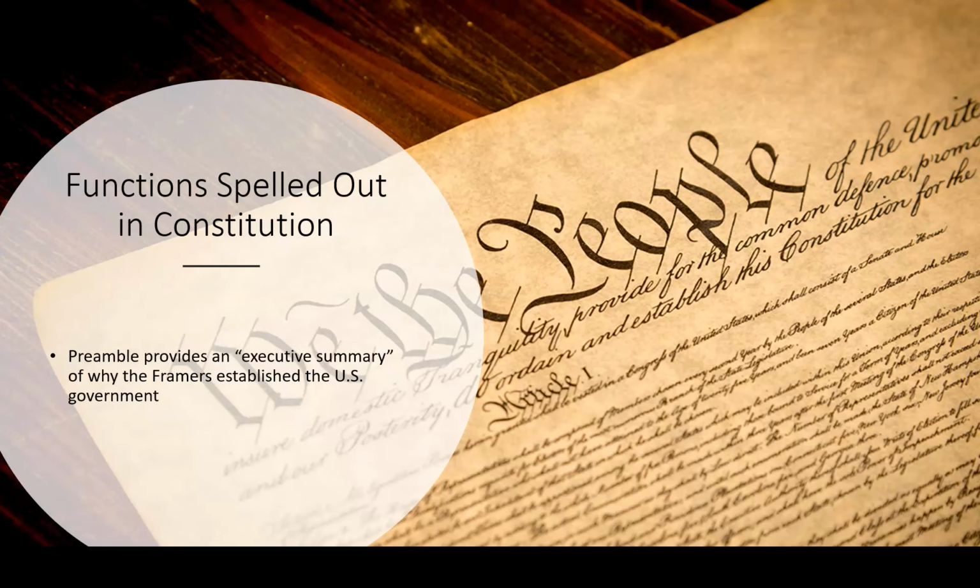The preamble reads, "We the people of the United States, in order to form a more perfect union, establish justice, ensure domestic tranquility, provide for the common defense, promote the general welfare, and secure the blessings of liberty to ourselves and our posterity, do ordain and establish this Constitution for the United States of America." This very tidy sentence provides the basis for virtually everything the government does today. Let's spend a little time considering each of these functions.